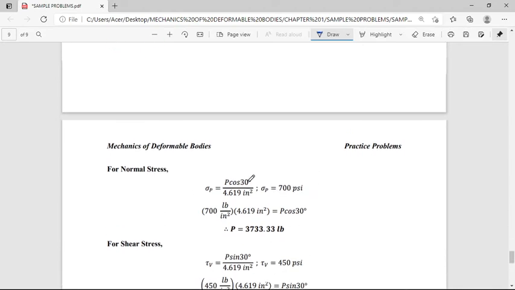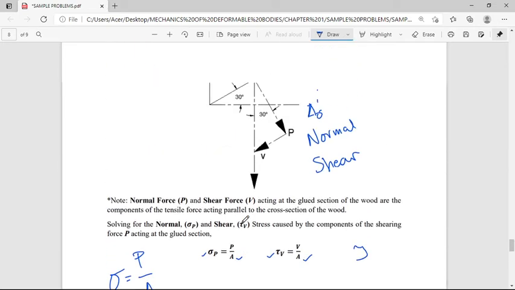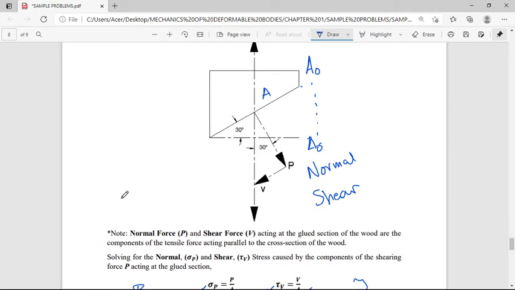So, for normal stress, we have normal stress equal to P cosine of 30 degrees over the cross-sectional area of the glued portion that we solved earlier, which is 4.619 square inch. Okay, why did it become P cosine of 30? Because if you look, let's make a nice triangle.